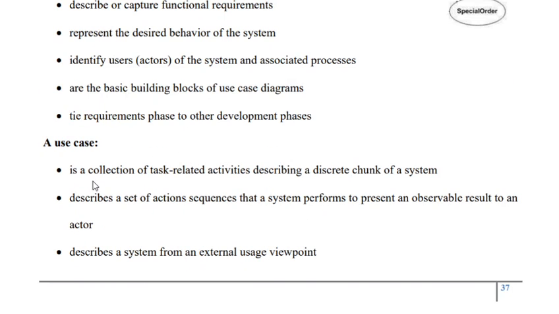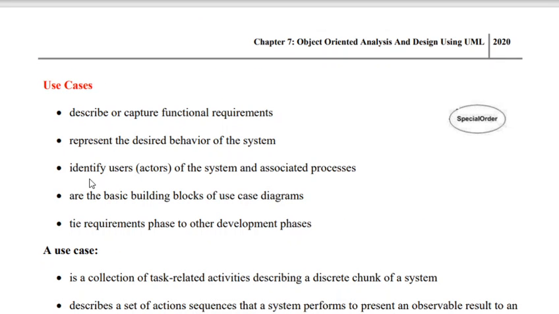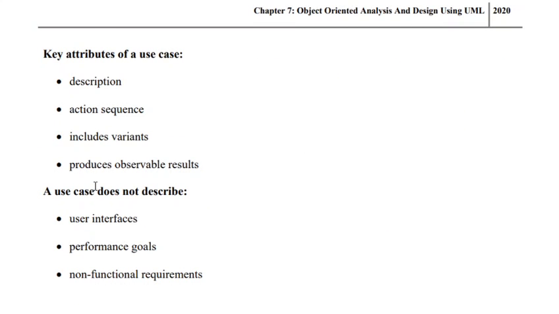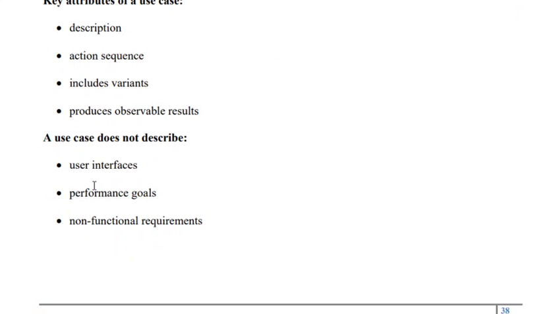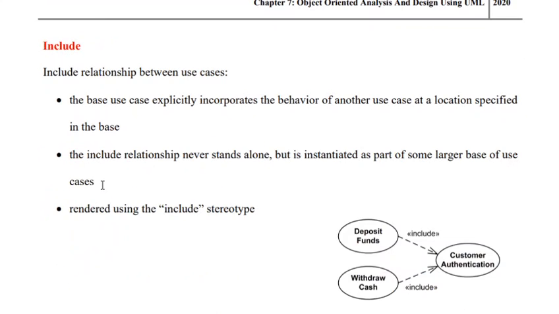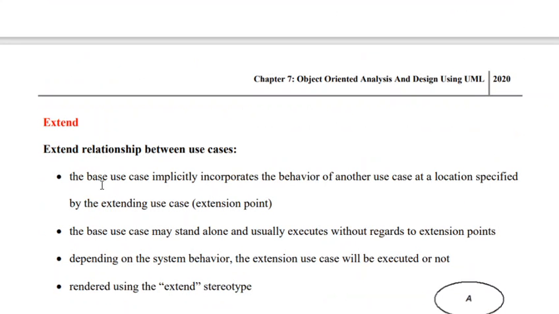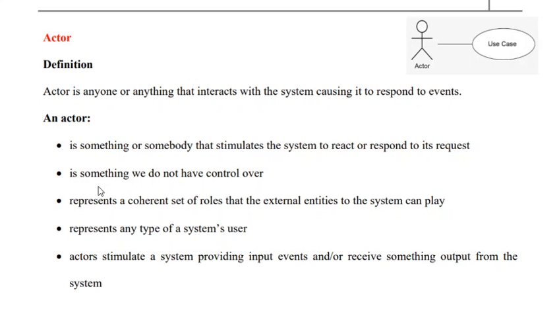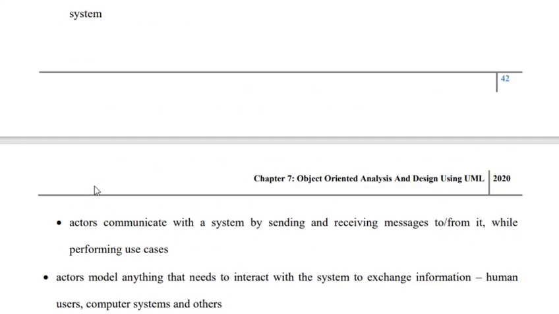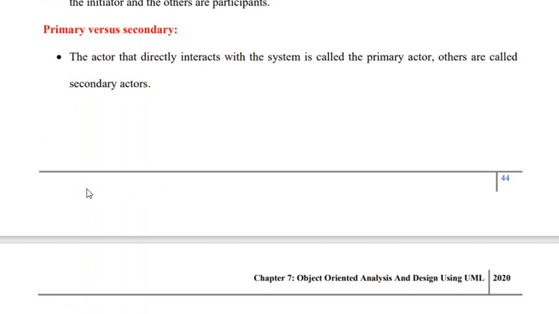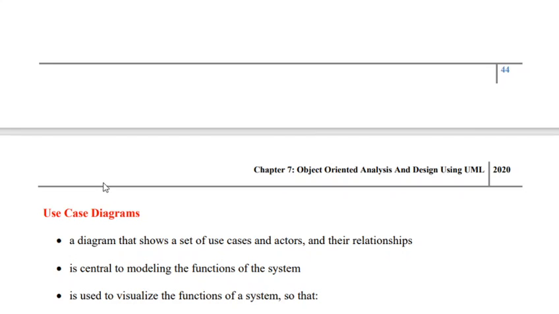Then we talked about what a use case is, the importance of use cases, some of the key attributes of use cases, and what a use case does not discuss. We talked about relationships that may exist between use cases. We discussed generalization, specialization, extends, and includes. Then we discussed actors and the role of the actor, and relationships between actors. We discussed different types of actors, initiators and participants, and primary and secondary actors.